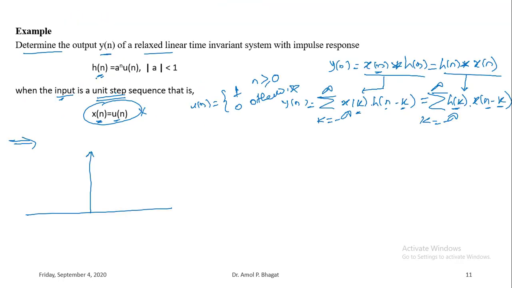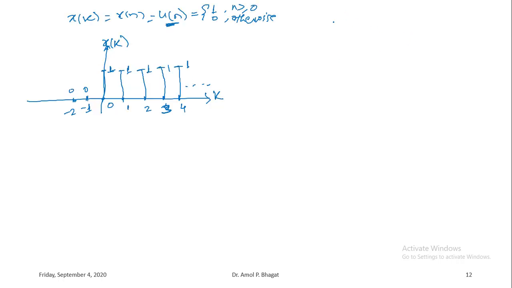Similarly, the given impulse response h of n can be plotted by using this function. So h of n, which is nothing but your h of k now, is a to the power n u of n. We have plotted this exponential sequence for a less than 1. The condition has been specified here, mod a less than 1, so you can take any value of a which is less than 1. It can be 0.9, 0.8, and according to that its graph will be plotted.